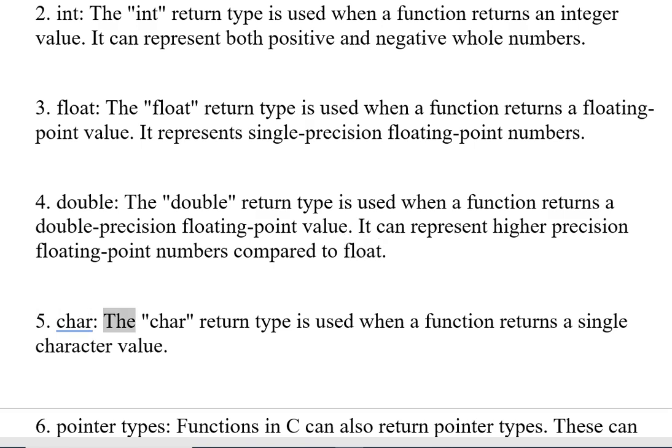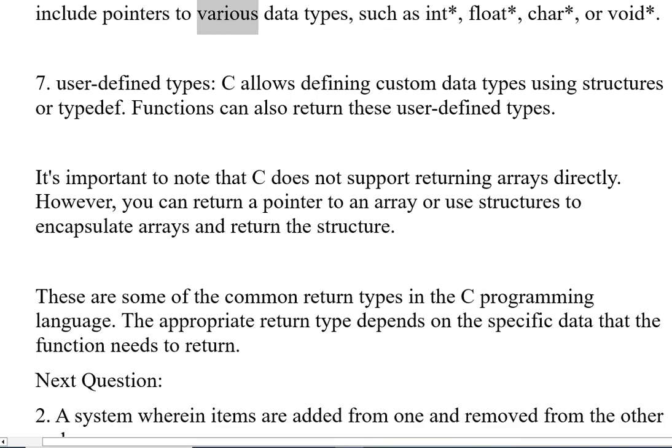5. Char. The char return type is used when a function returns a single character value. 6. Pointer types. Functions in C can also return pointer types. These can include pointers to various data types, such as int asterisk, float asterisk, char asterisk, or void star. 7. User-defined types. C allows defining custom data types using structures or typedef. Functions can also return these user-defined types.